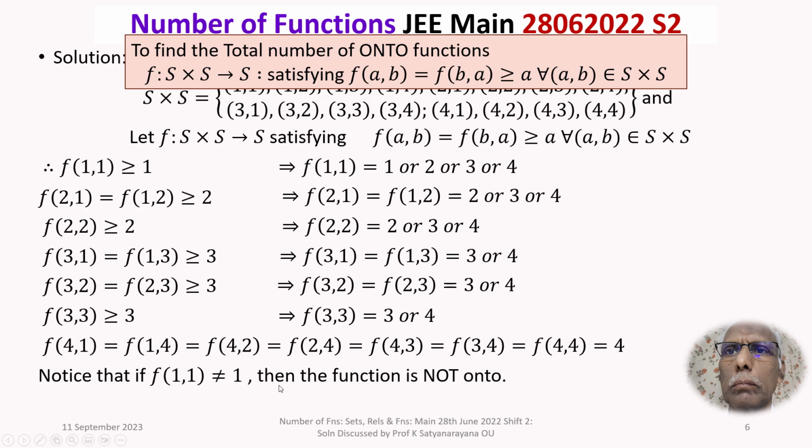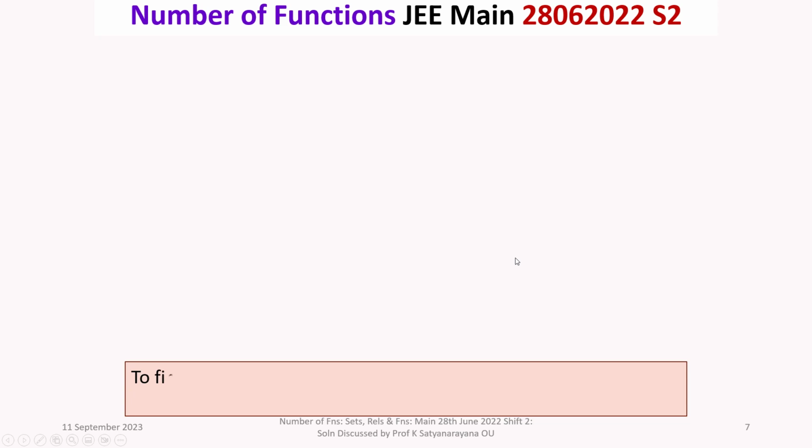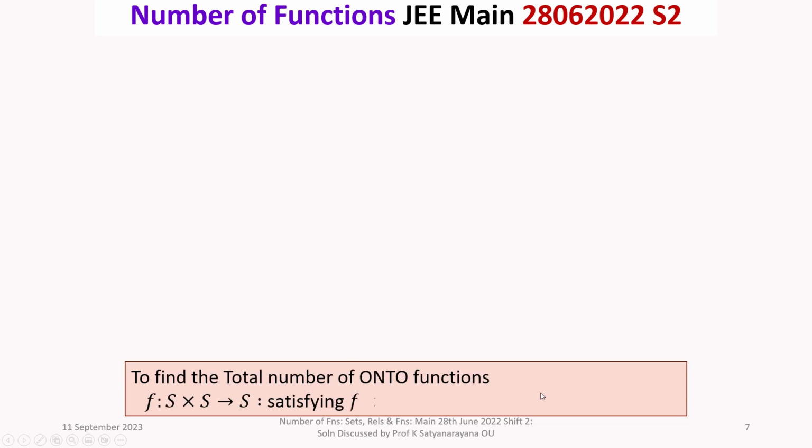Therefore, because we are in search of onto functions, f(1,1) must be equal to 1. So now, clear? The elements (2,1) and (1,2) both can be mapped to 2, 3 or 4, and these 7 elements can be mapped to 4. So let's now count onto functions. This is our goal, to find the total number of onto functions.